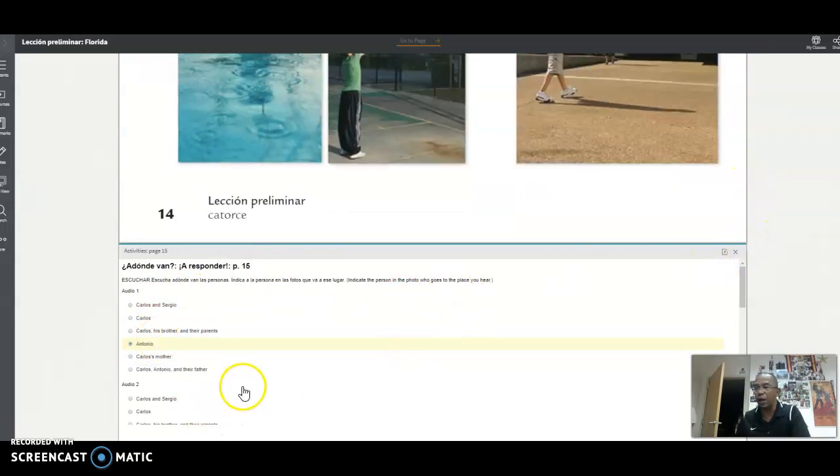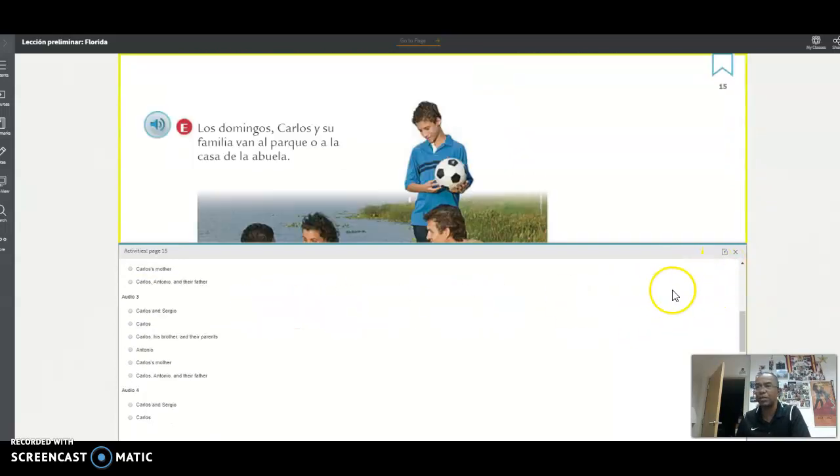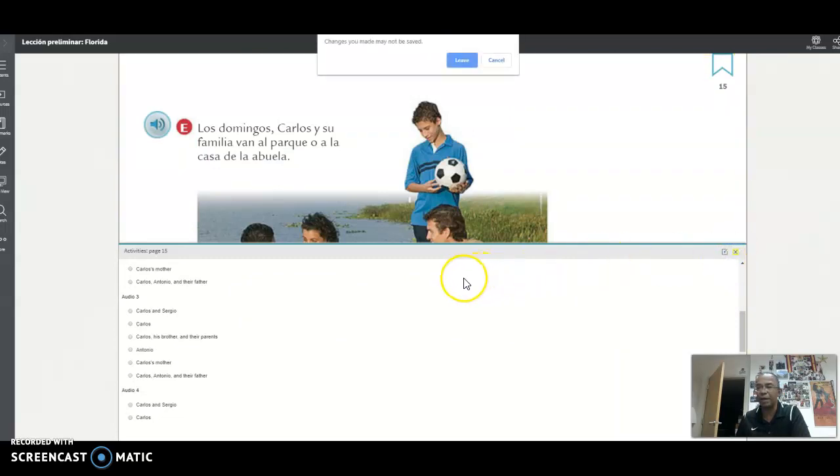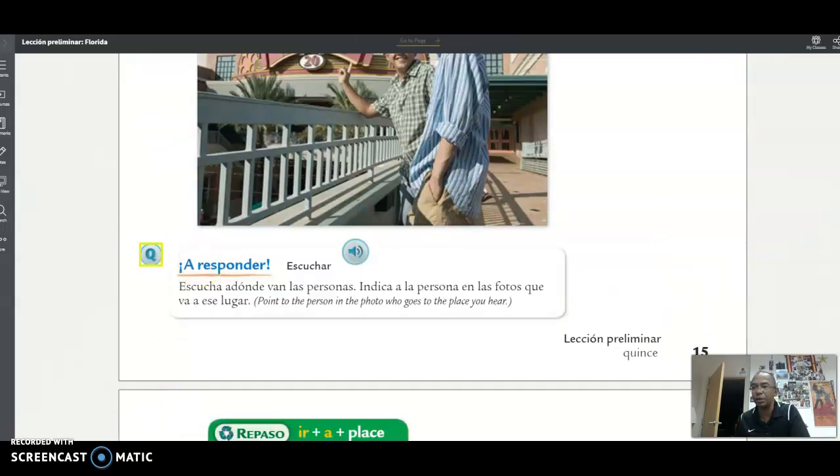Well, you do all of that, and that was for activity a responder. Make sure that you guys complete that activity, and that will be everything for today. So make sure that you complete it, and I will see you guys in a little bit.